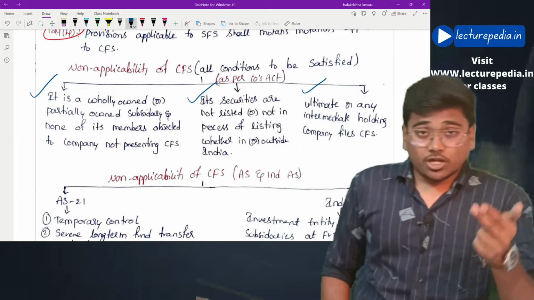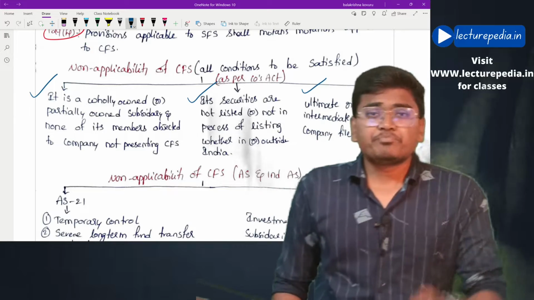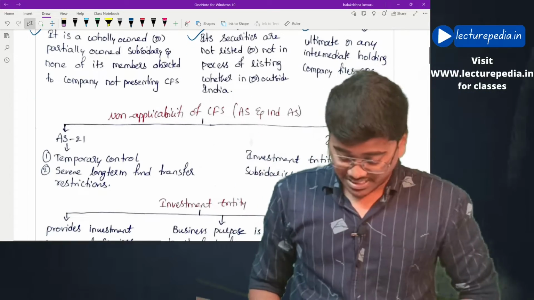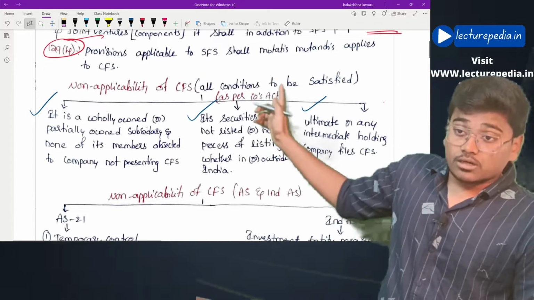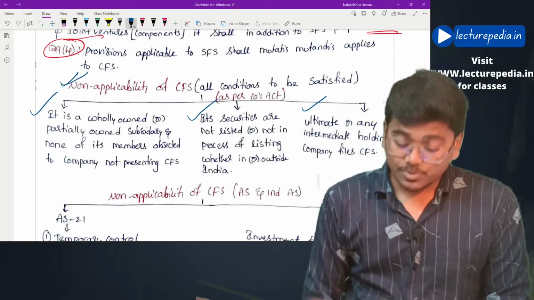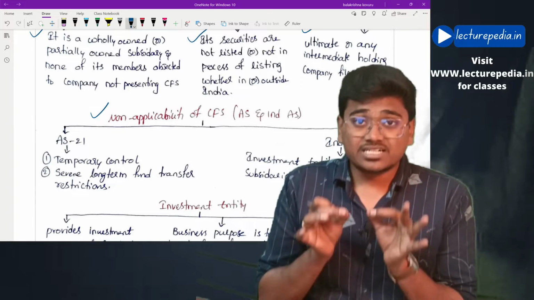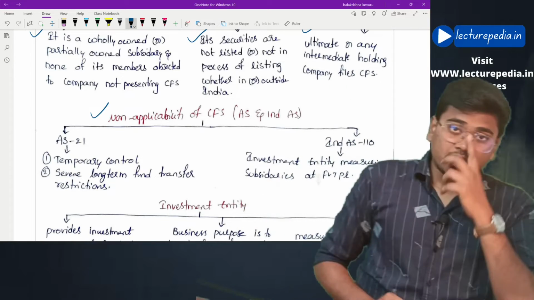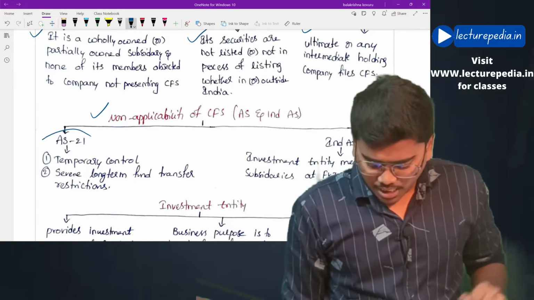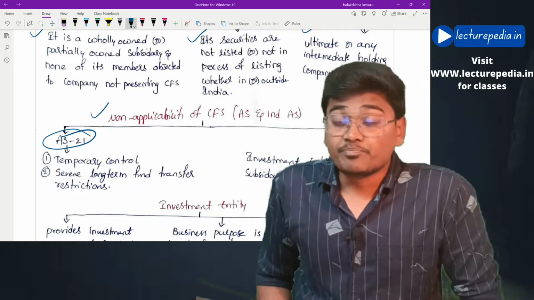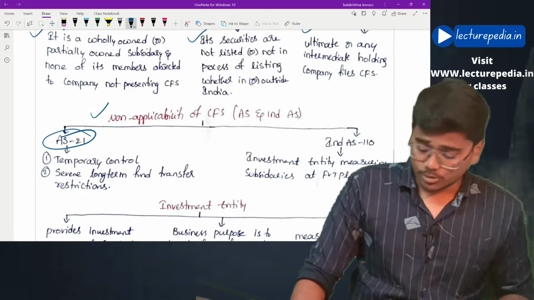Now there are also exemptions available as per Ind AS and also as per accounting standards. What are those exemptions? Let us see. Here we have discussed exemption as per Companies Act. Now we are discussing exemption as per accounting standards and Ind AS. Now coming to the accounting standards. Accounting Standard 21 deals with the consolidation of financial statements. Here there are two exemptions available.